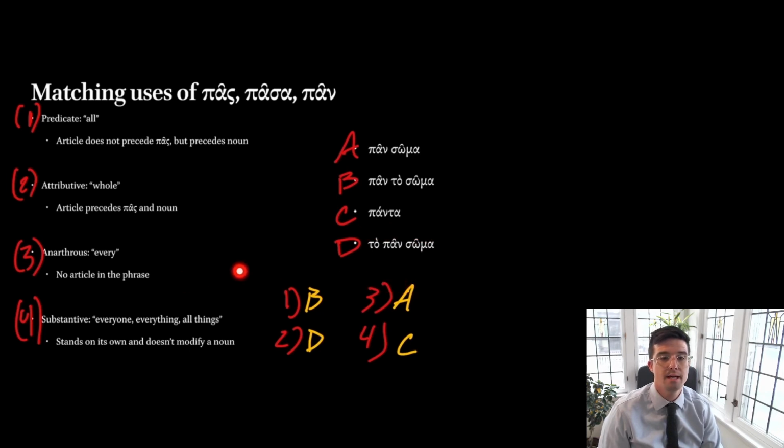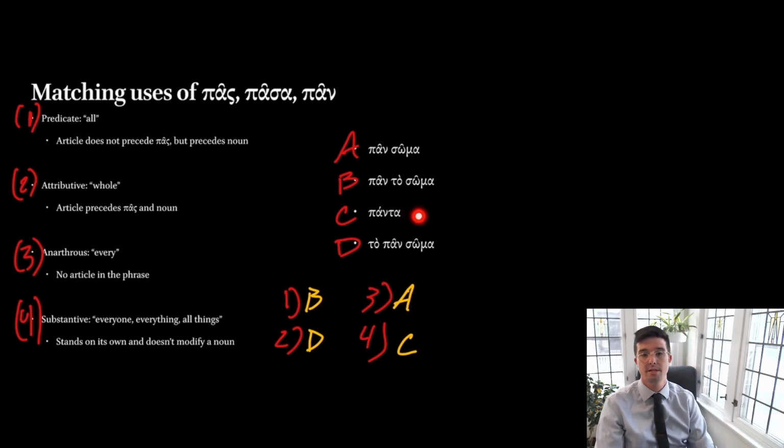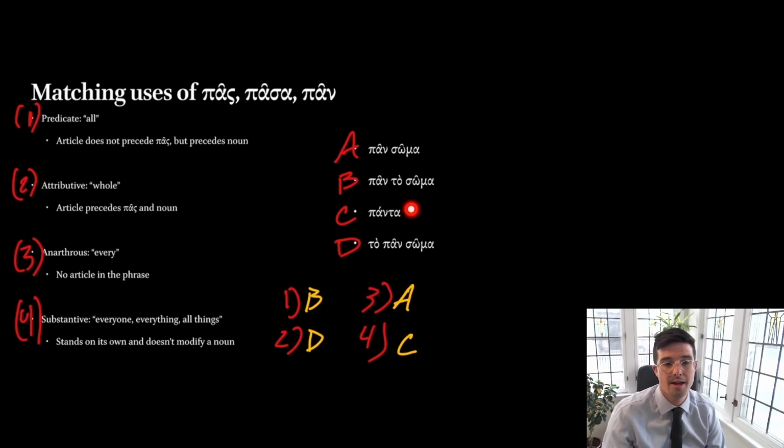And then 3 is going to be A here with no article at all present, an anarthrous construction, meaning every body, not everybody, every one that exists, but every body, every physical body. And then 4 here is going to be C, the substantive use, just meaning all things. So it's standing on its own, not modifying another noun in the sentence.